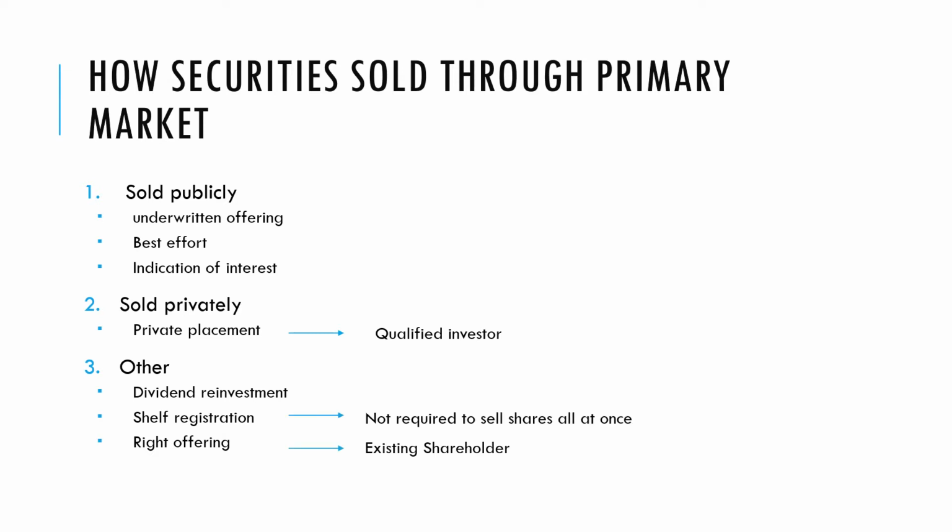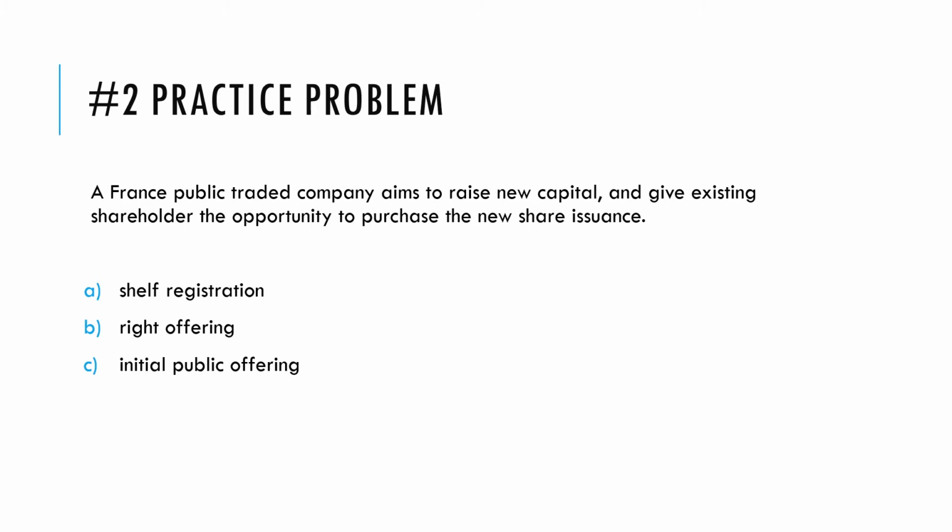For shelf registration, it allows the company to sell shares without selling all shares at once. For rights offering, it gives existing shareholders the right to purchase shares. This type of question is to test your ability to differentiate financial execution such as shelf registration, rights offering and IPO. And again, rights offering represents share issuance to existing shareholders.